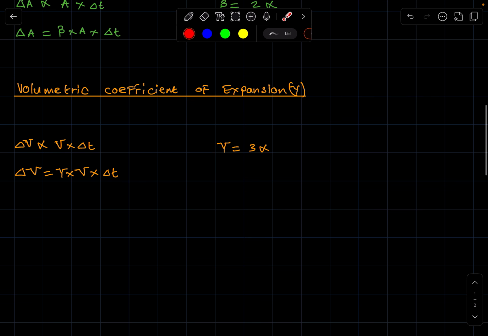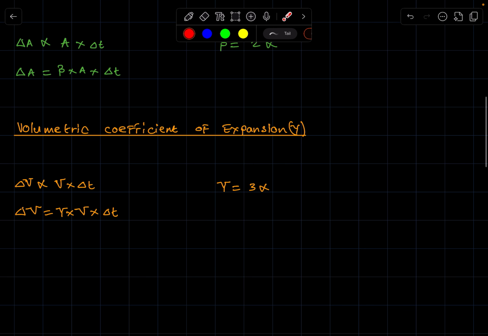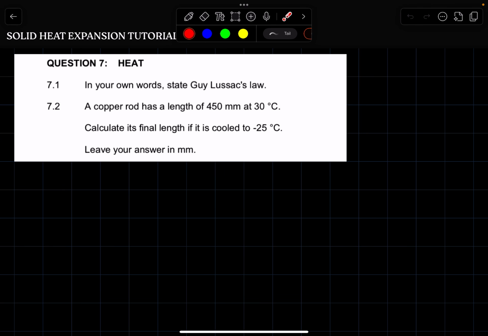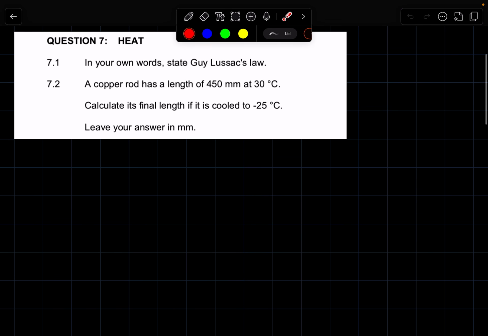And just like with beta, if we haven't been given gamma, and instead we have the linear coefficient of expansion, this is how you can get gamma: gamma is 3 times the linear coefficient of expansion. Now let's look at an example of how you would deal with such problems, by looking at this question.